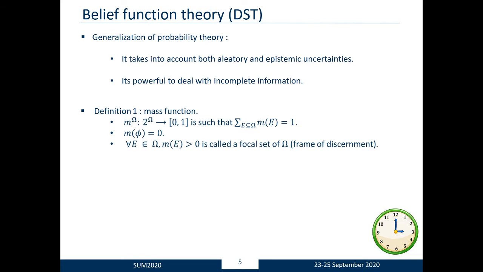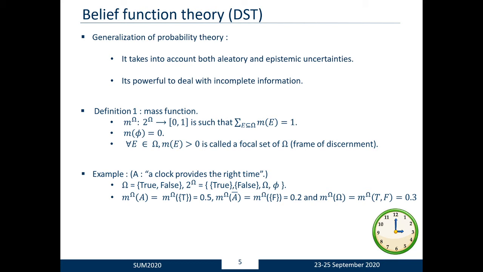Now we are going to define 2 tools used in this theory. The first is a mass function. A mass function is the equivalent of probabilities in probability theory. It's a mapping of the power set of omega, known as the frame of discernment, to a closed interval between 0 and 1, and like probabilities, the summation of the masses of omega is equal to 1. The mass of the empty set is equal to 0, and we call focal sets all the sets with positive mass in omega.